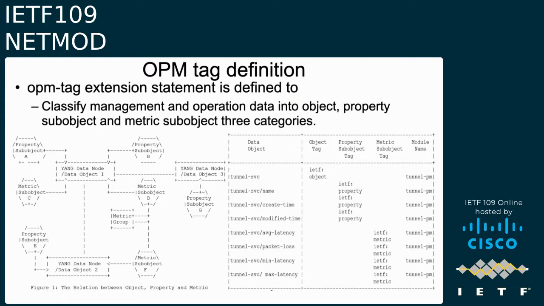On the right, we give an example of how we can tag the data objects defined in the YANG data model. For example, we have a tunnel PM module, and we have the tunnel service root node, and we also have name, create time, and average latency as child nodes of the tunnel service root node. So we can tag the tunnel service root node as an IETF object, we can tag name as an IETF property, and we can tag the latency, which is related to a metric sub-object, as an IETF metric.